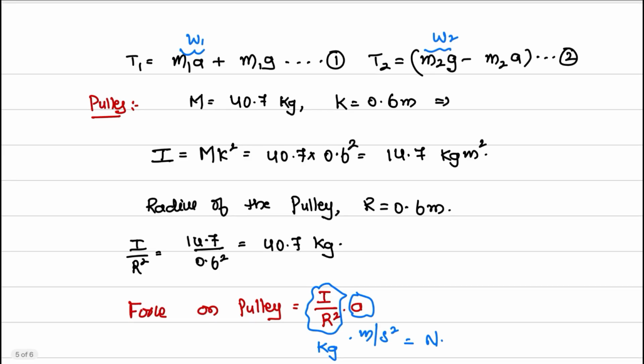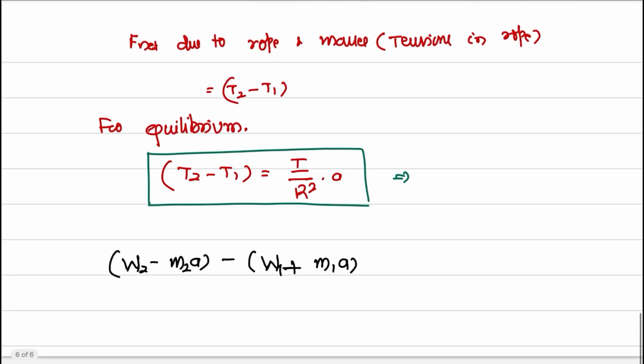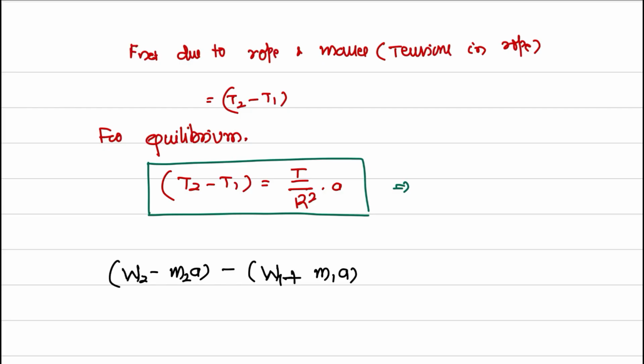This is not this one. Let us take this one, it is W1. W1 plus M1A is equal to I by R square into A. This is the final equation of motion. From this you can easily solve the value of A.